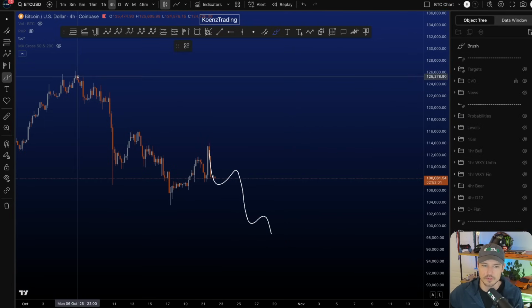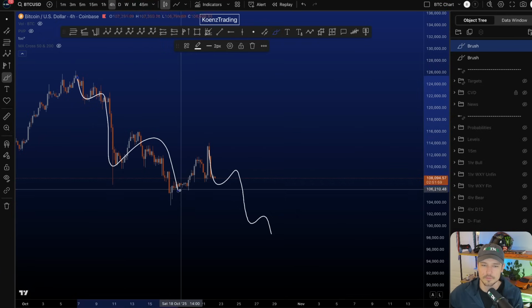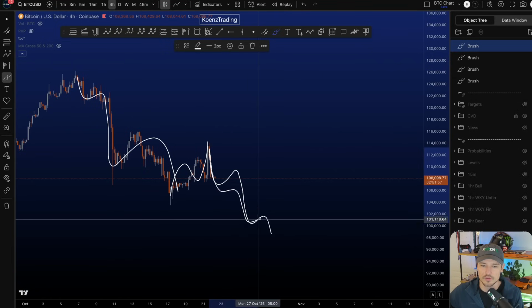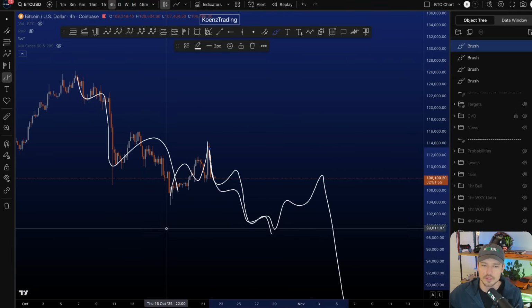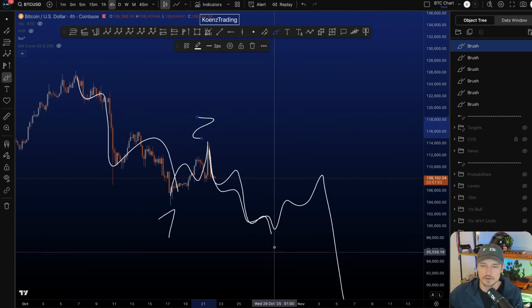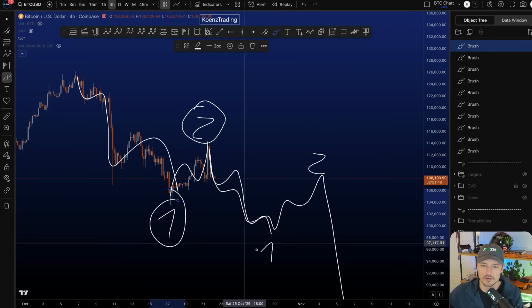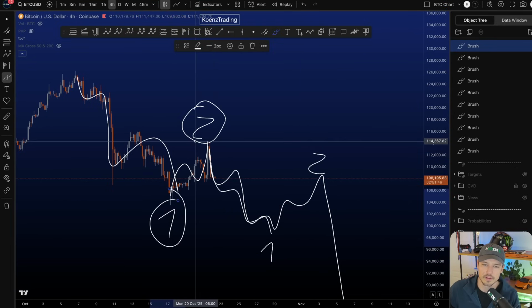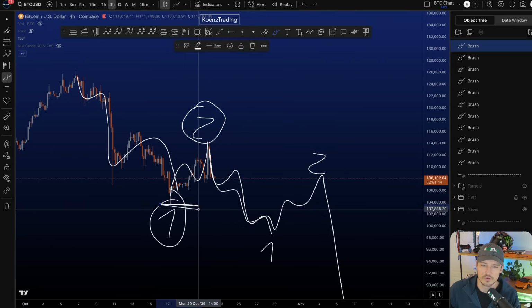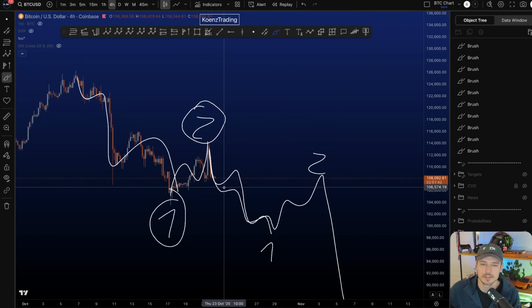Let me just remove that for a second. 1, 2, 3, 4, 5. Correction, 1, 2, 3, 4, 5, correction down. This would be a multi-1-2. It is, however, lower probabilities. Right, so this is higher degree 1 and 2. This is lower degree 1, 2. Invalidation is then taking the high once you take the low in a 5-wave structure.